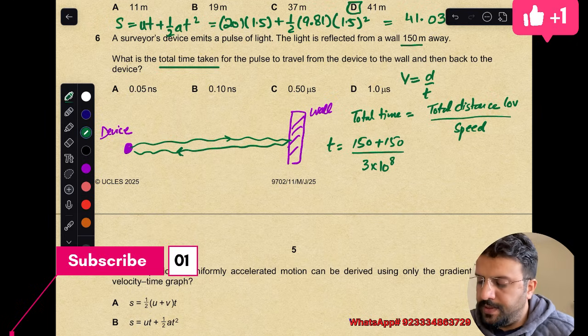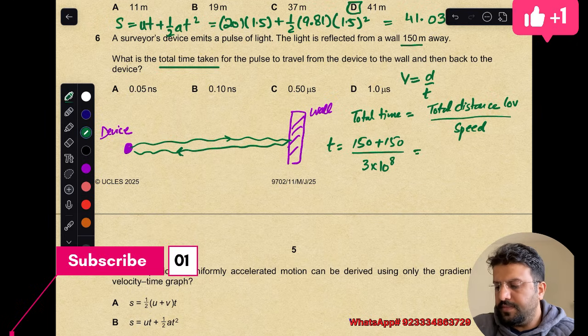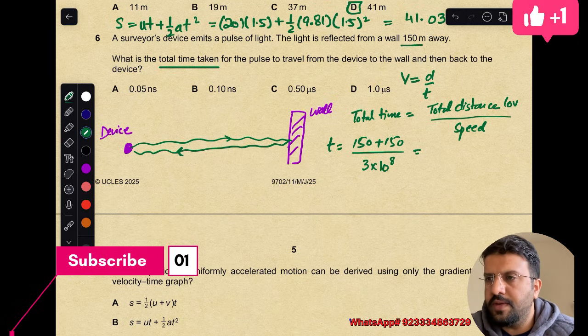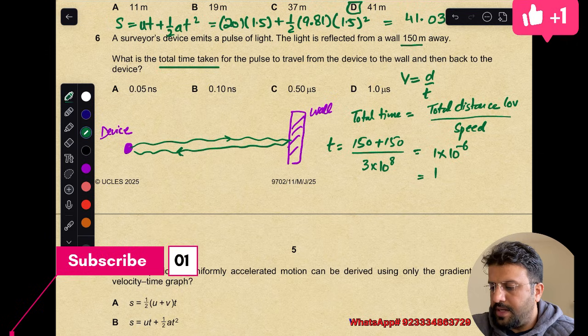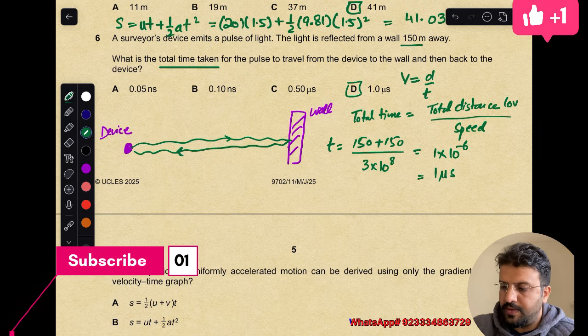Okay, so when we do the calculation, we will get 1 into 10 to the power minus 6. You can write it as 1 microsecond. 10 to the power minus 6 is micro. Okay, so it's option D we got.